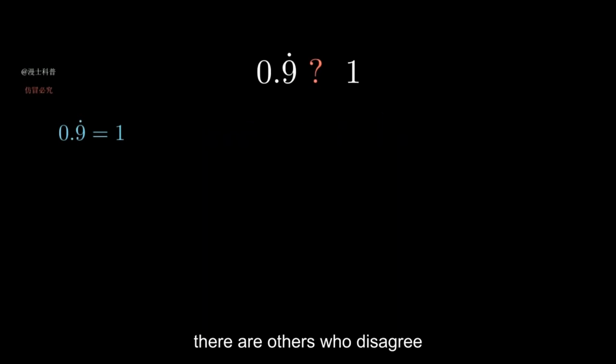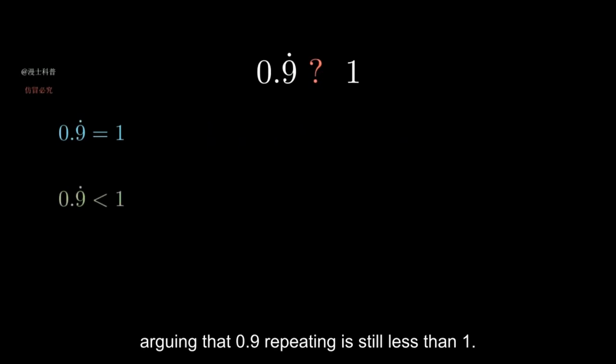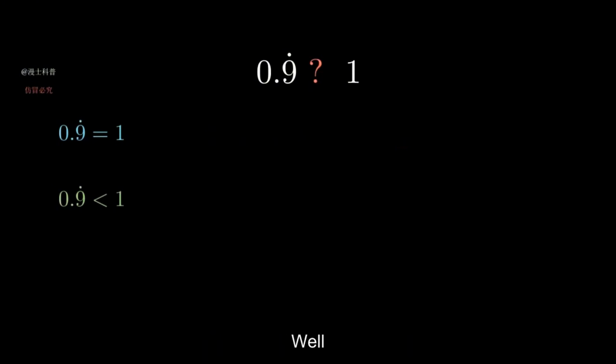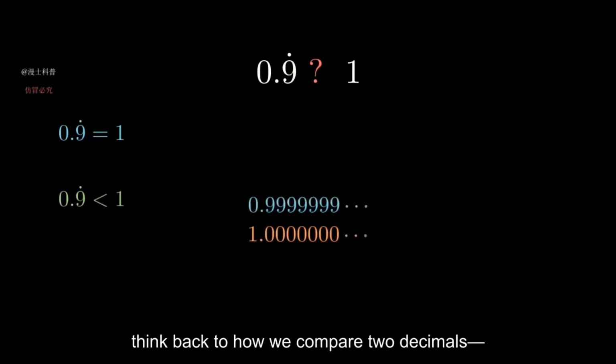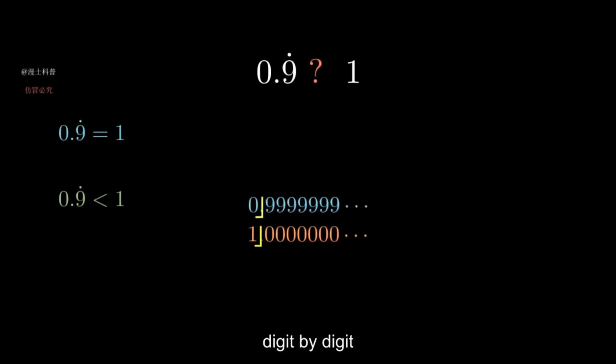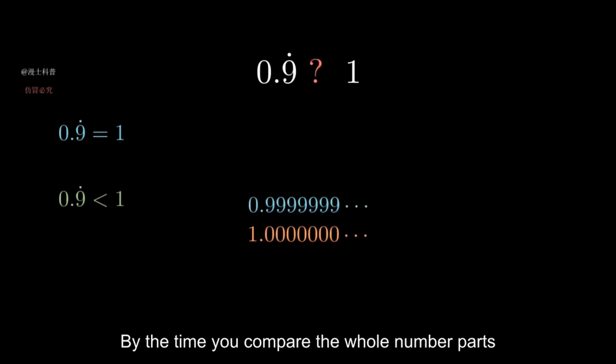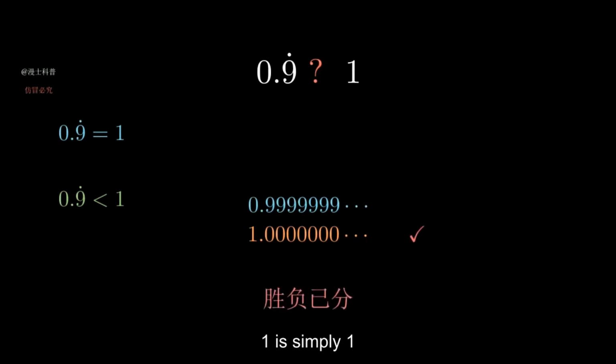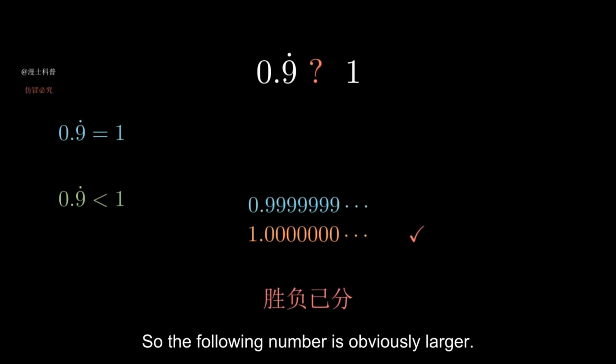But then, there are others who disagree, arguing that 0.9 repeating is still less than 1. Why? Well, think back to how we compare two decimals, digit by digit, from left to right. By the time you compare the whole number parts, the winner is clear. 1 is simply 1, while 0.999 remains 0. So the following number is obviously larger. Both arguments seem reasonable, yet they contradict each other. So who is actually correct?